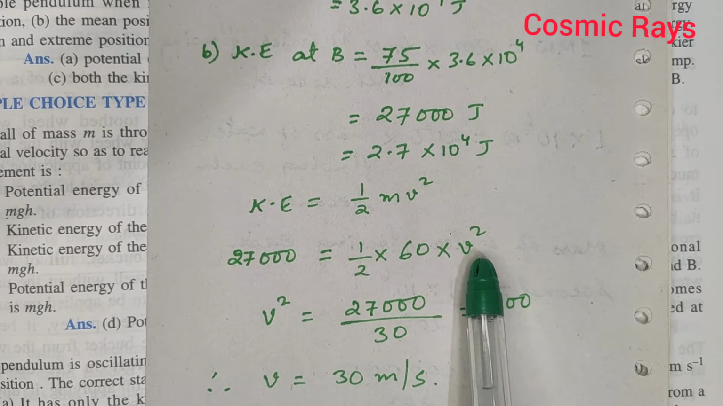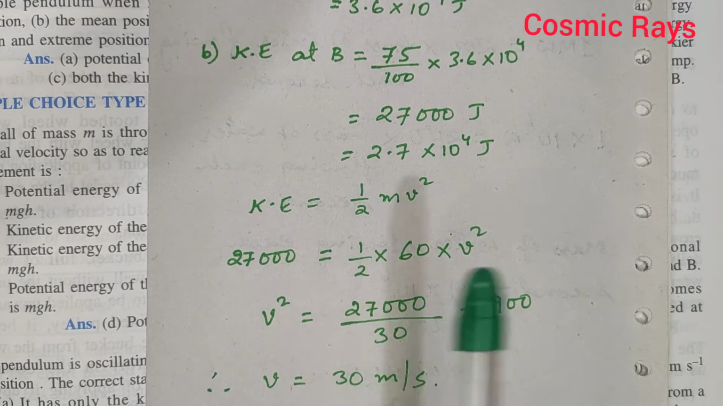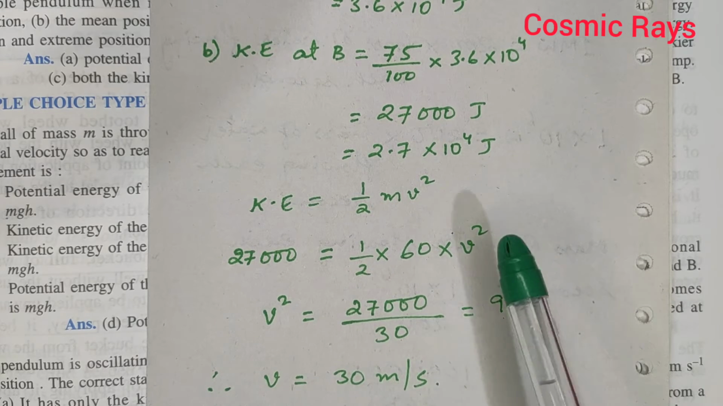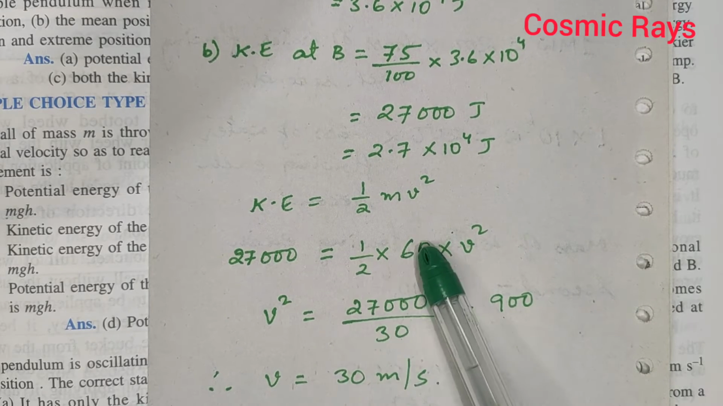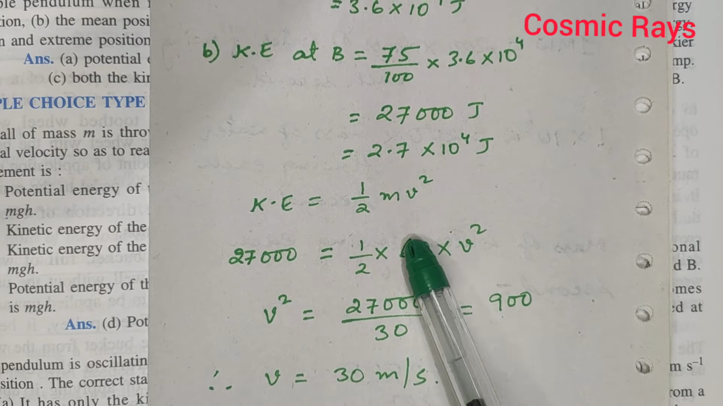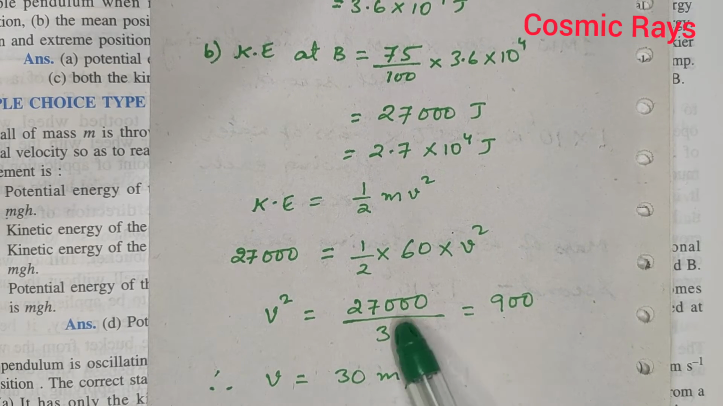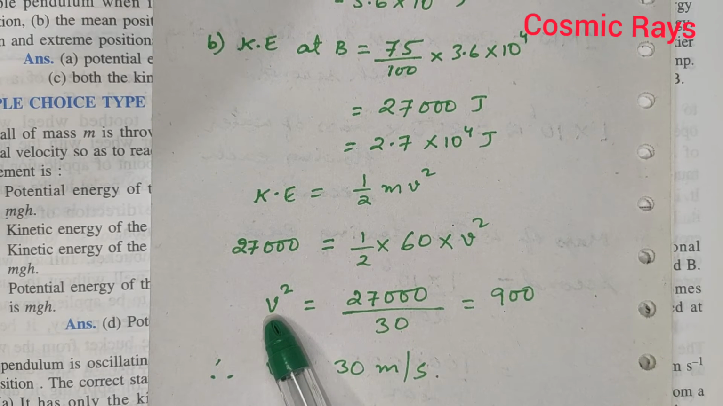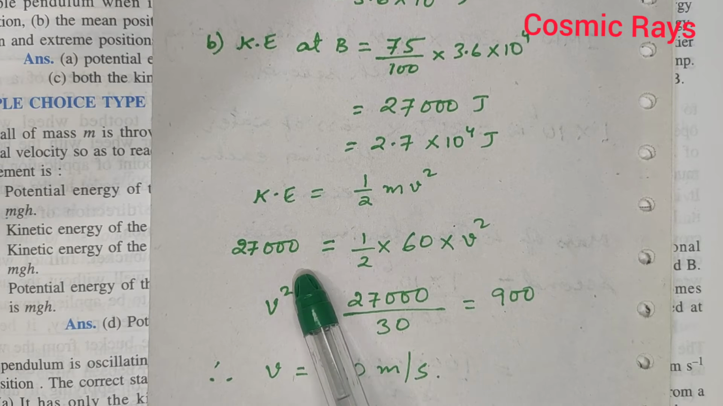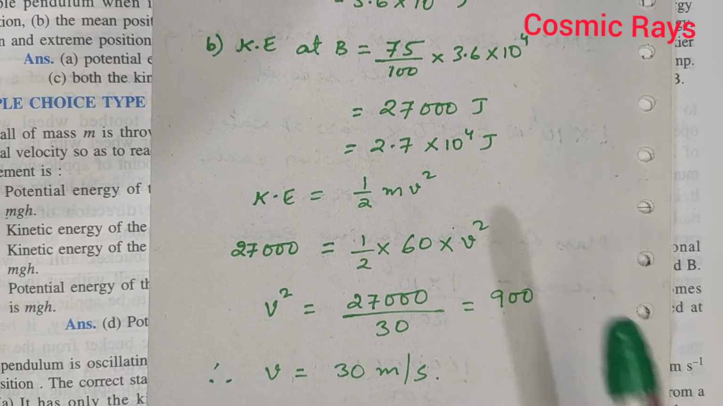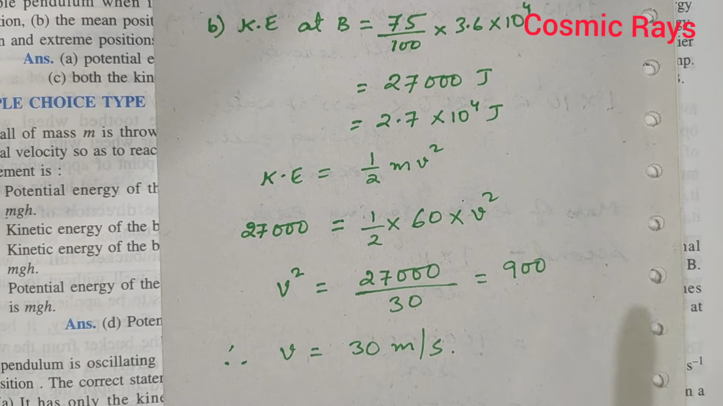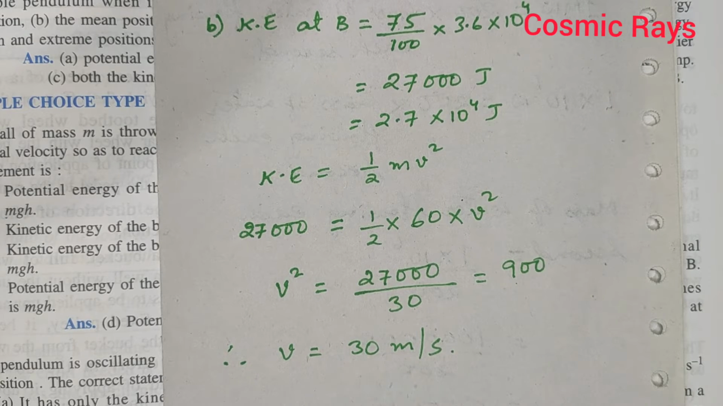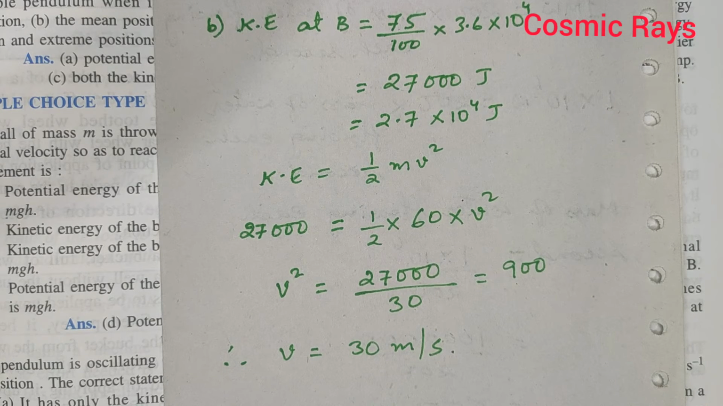So velocity square, if we keep on the left hand side and rest we write on the right hand side, then 60 divided by 2 makes it 30. 30 going to the other side becomes 27,000 divided by 30, which comes to be 900. And this is the value of square of velocity. So if we want velocity, we have to take the square root of 900, that is plus minus 30, and we take the positive value, and velocity is 30 meter per second.